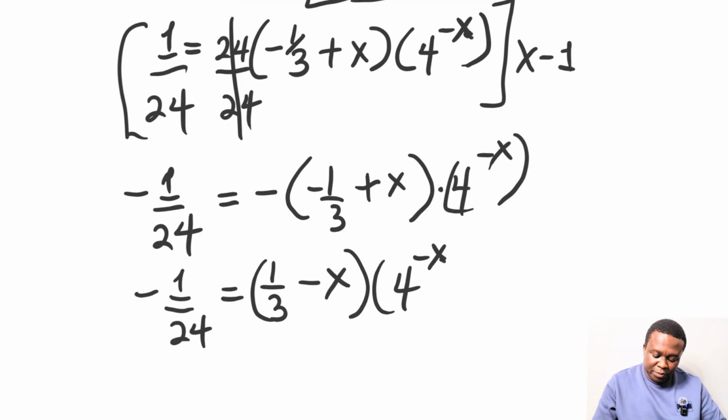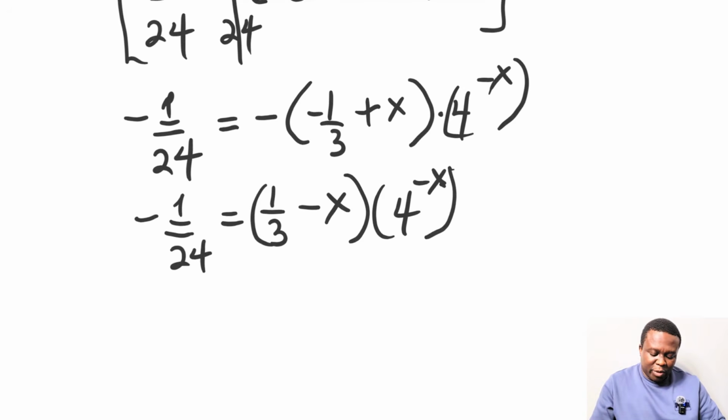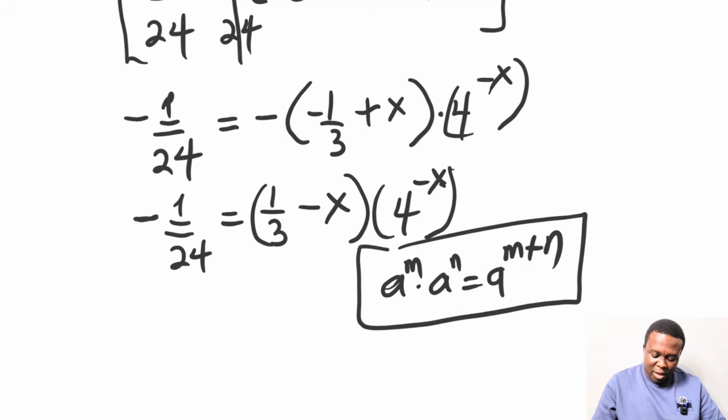Okay, so we're heading somewhere and we're getting there. So now we have 1 over 3 minus x at the base, and then we have minus x at the power. So we're trying to make the power look the same as the base. So what do we do? We multiply both sides by 4 raised to the power 1 over 3. Because that way we know that a raised to the power m times a raised to the power n is a raised to the power m plus n. That way we can get 1 over 3 minus x at the power.